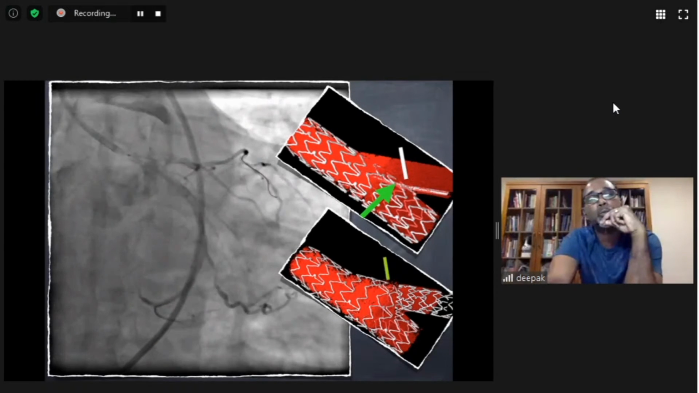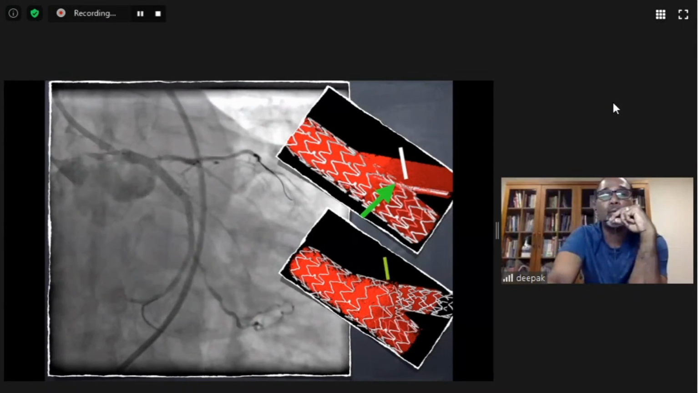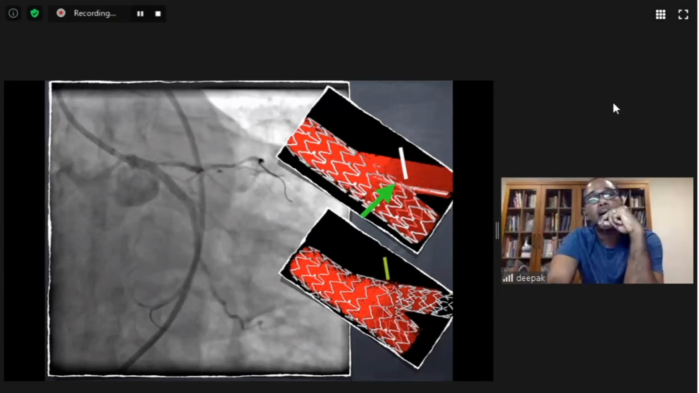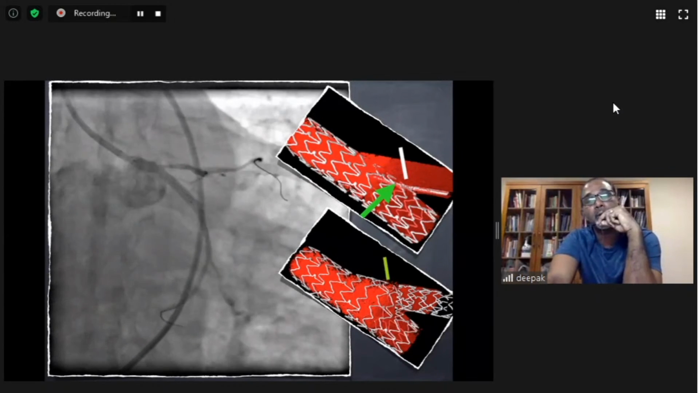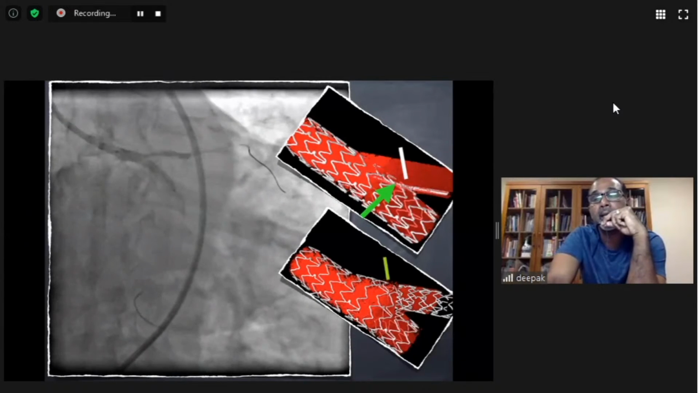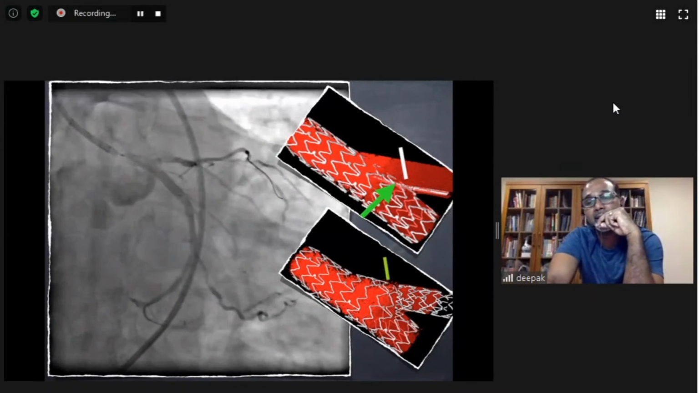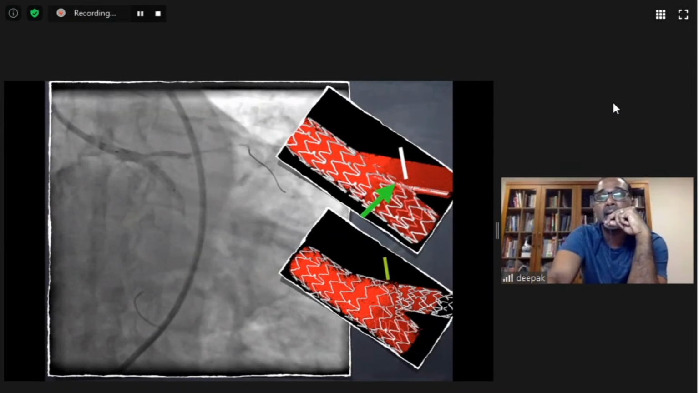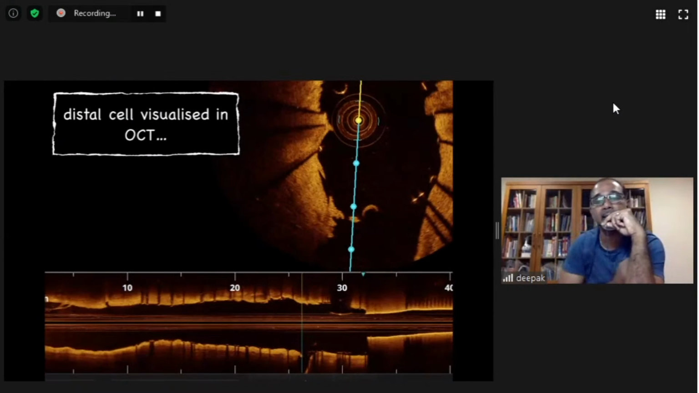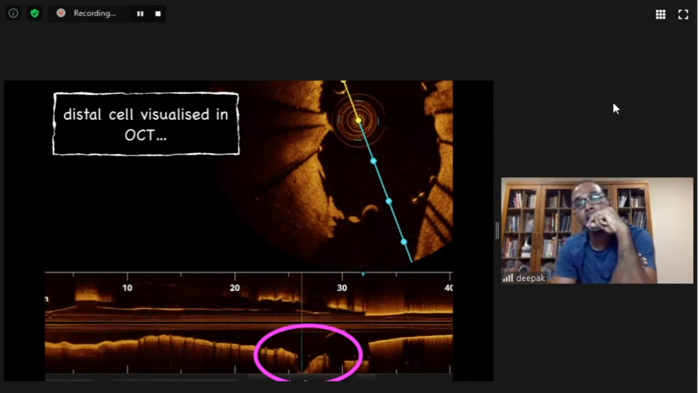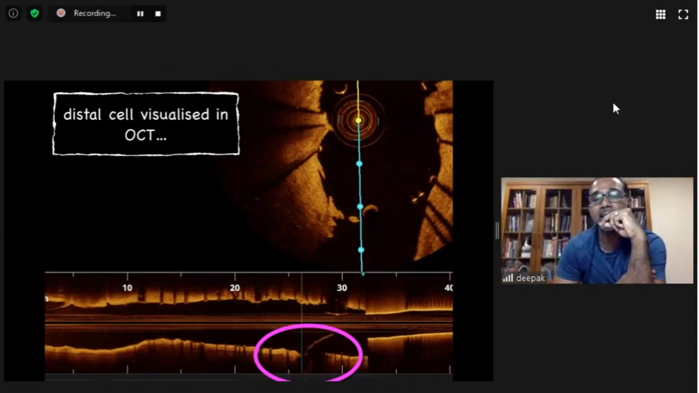Now, when you want to wire into the left anterior descending artery, one should always try to achieve wiring through the most distal cell, because based on the images seen there, if you go through the distal cell following kissing balloon dilatation, you can have a proper scaffolding of the side branch ostium rather than going through the proximal cells. So we crossed into the side branch through the distal cells fluoroscopically and did an OCT evaluation.